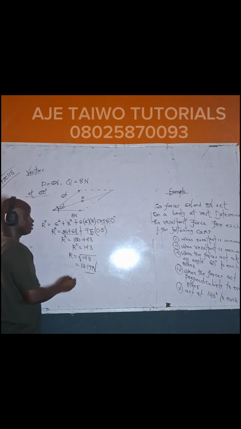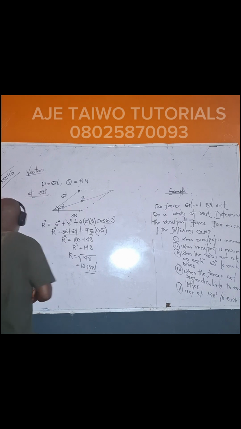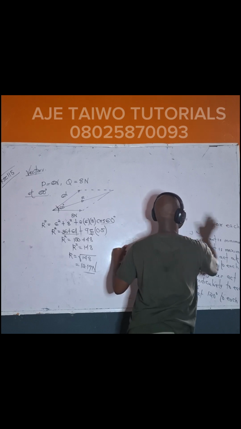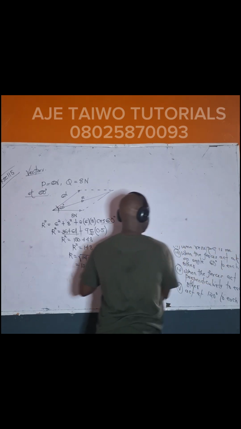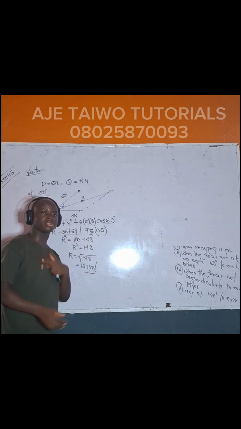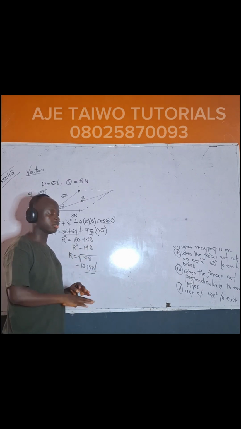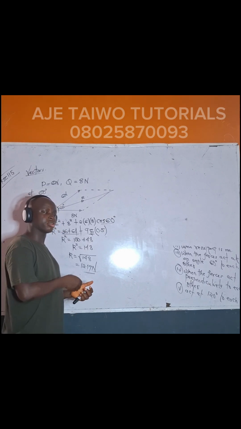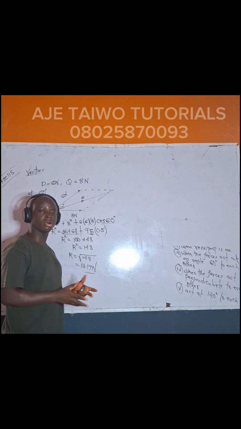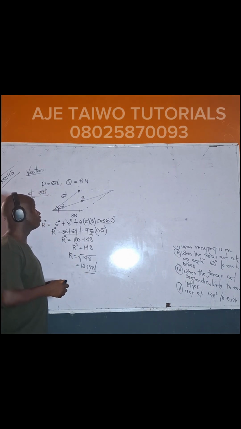12.17 newtons. That is the resultant. Now, the direction of the resultant: every force, every vector must have magnitude and direction. It's not optional. Every vector must have magnitude and direction. That is not optional. Okay? So what is the direction of this resultant?